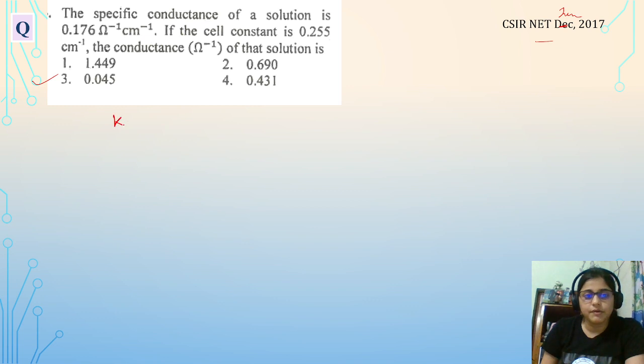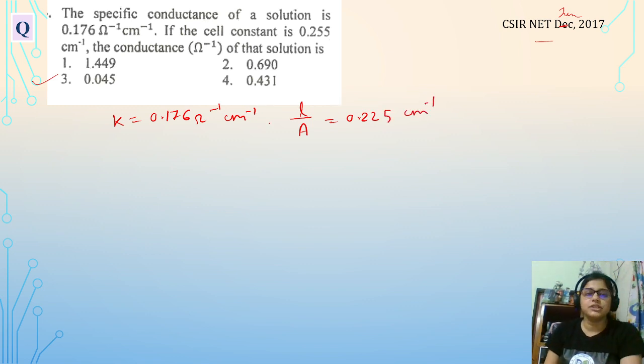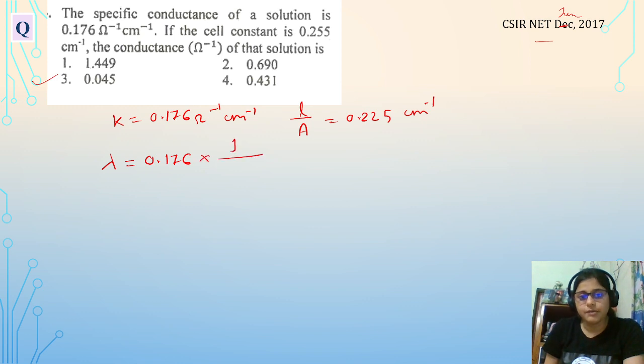The specific conductance kappa value is given as 0.176 ohm inverse semi inverse, and the cell constant L by A is 0.225 semi inverse. Again, no unit conversion is needed. So conductance is kappa into 1 by 0.225. Fine. So 0.176 divided by 0.225 will be what? It will be 0.7, 0.69, right? This is not the answer. This will be the answer.